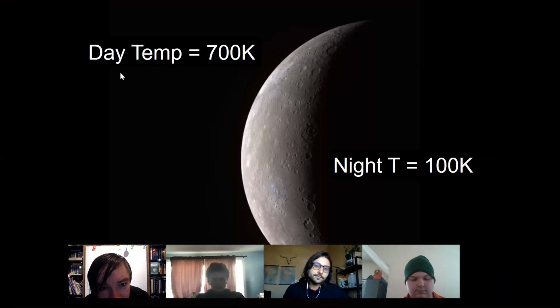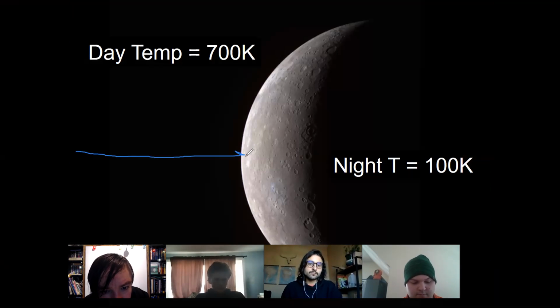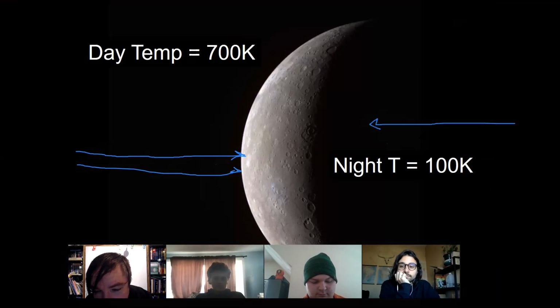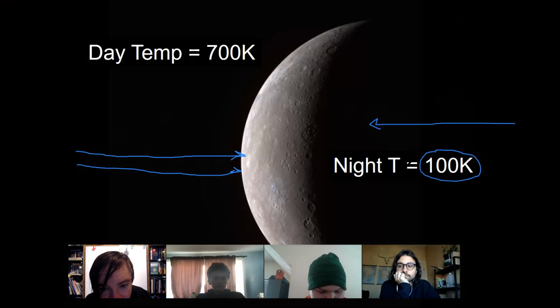The daytime temperature on the subsolar side, subsolar means you're the point underneath the sun, can be upwards of 700 Kelvin. That's kind of hot. The nighttime side of Mercury, where there's no sunlight, is 100 Kelvin. That's just 100 Kelvin above absolute zero and well below the freezing point of water. Actually, it's close to the freezing point of nitrogen, I think.